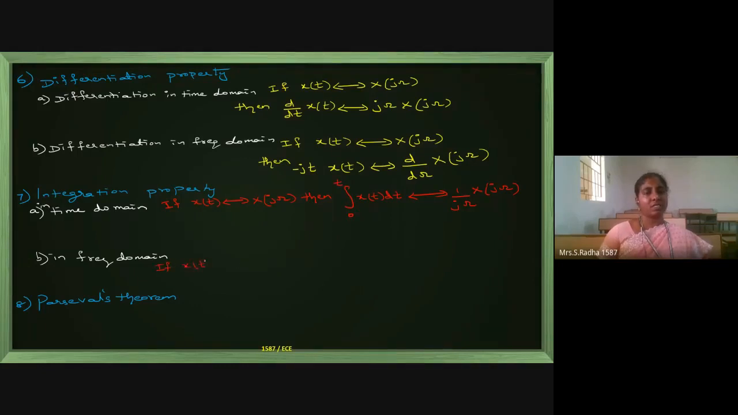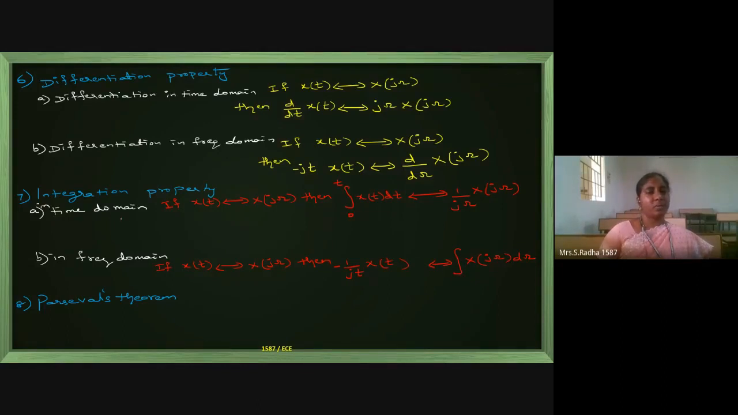If x of t is the signal, its Fourier transform is x of j omega. This is the if condition. Then, we have to do integration in the frequency domain. The integration variable is omega, so I am writing d omega. Then in the time domain, it will be minus 1 by jt x of t. Minus 1 by jt x of t is the time domain equivalent. Here also the limits are 0 to omega.